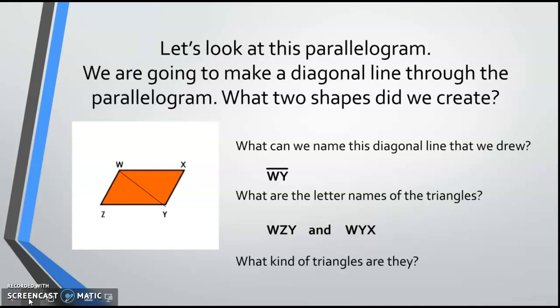Let's look on the other side of the diagonal. Let's look at YXW. Y is an acute angle at vertex Y. The acute angle is also at X, and there is an acute angle at W. So all three angles are acute. Therefore, both these triangles are acute triangles. So we've decomposed this parallelogram to form two triangles. We named the triangles, and we identified what type of triangle they are.